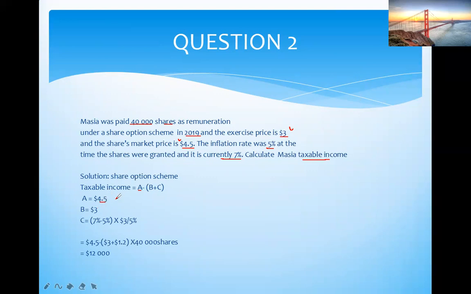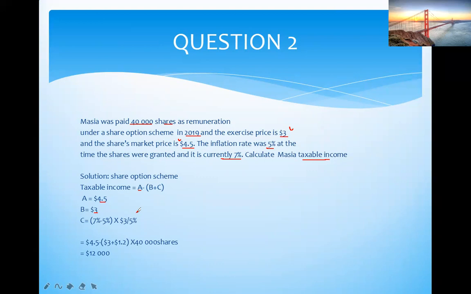Okay, so we are done with A. Then you also need to be in a position to identify B, and we agreed that B is the excess price. The excess price then was $3. So this is our B, but we agreed on the formula that we are going to use.